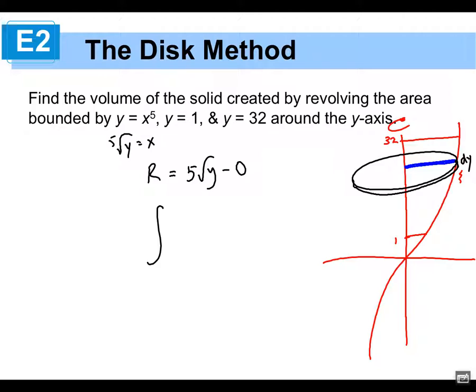That's a fifth root. I got a little overzealous on the 5, I'm sorry. Wait, what if it's 1 to 32, yeah. Okay, 1 to 32 of the fifth root of y squared. That's the radius squared. Move the pi out in front times dy.